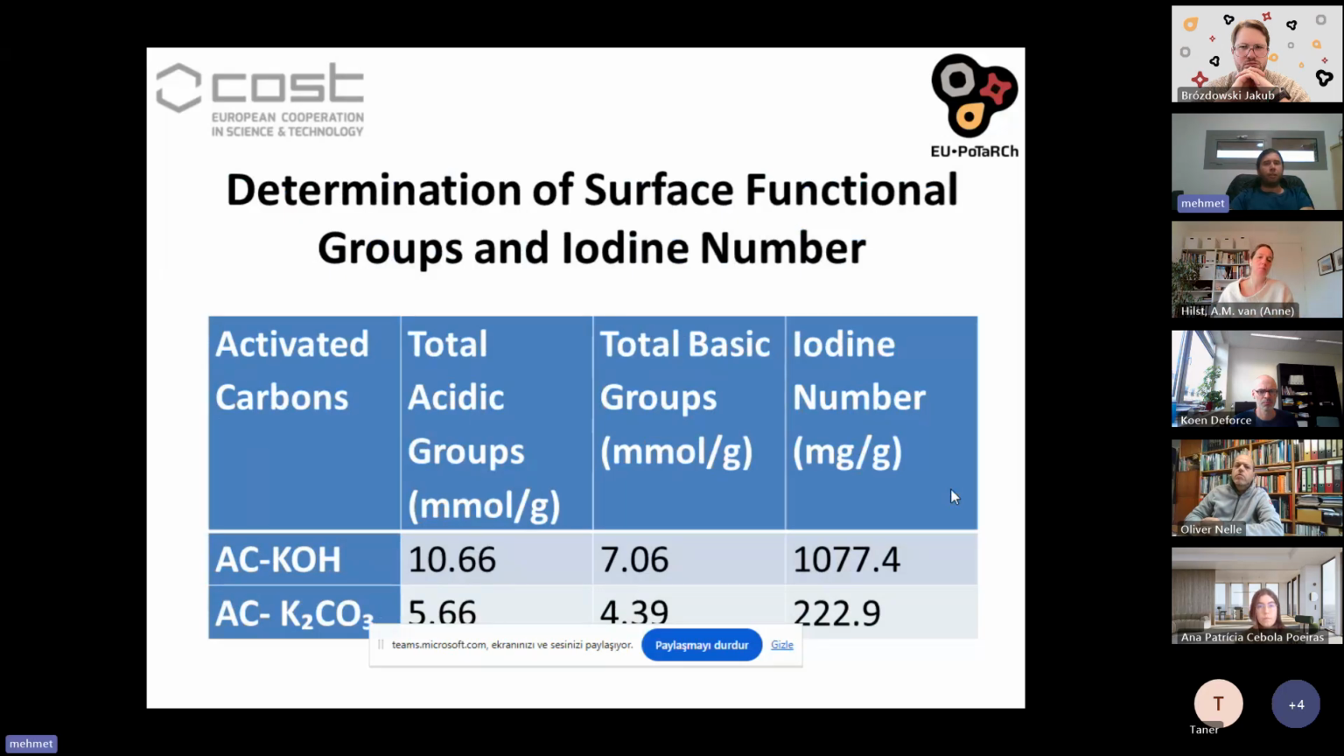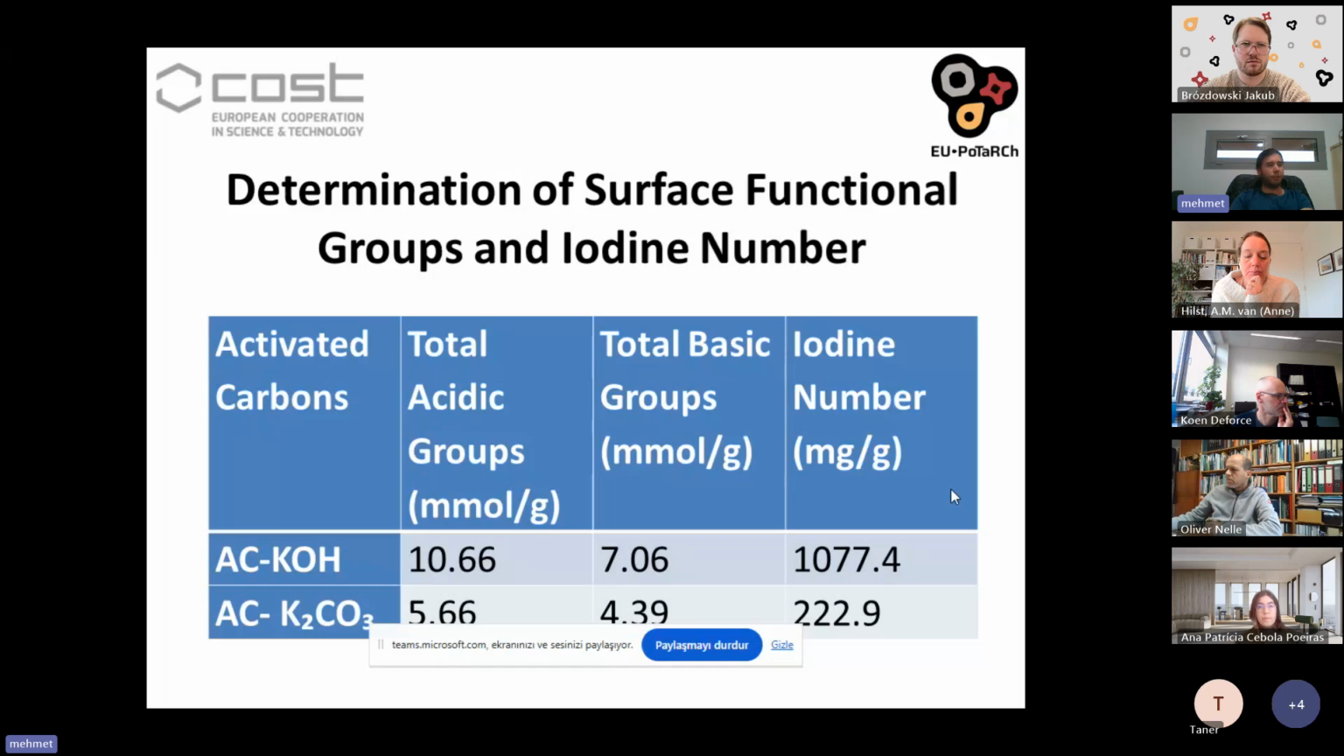Determination of surface functional groups and iodine number. Surface chemistry analysis shows that the potassium hydroxide activated carbon contains greater amounts of both acidic and basic functional groups than the other activated carbon sample. These surface groups enhance the potential absorption of polar compounds. It makes it more beneficial for absorption applications.